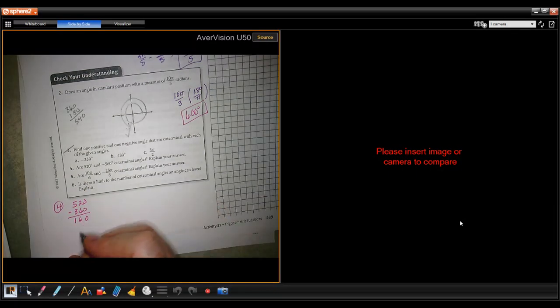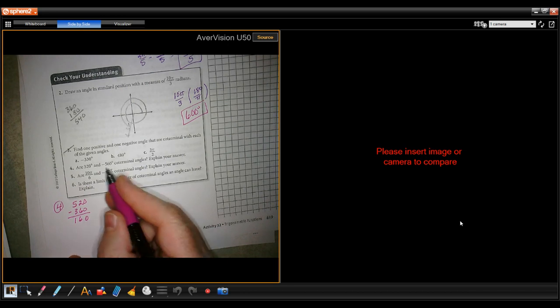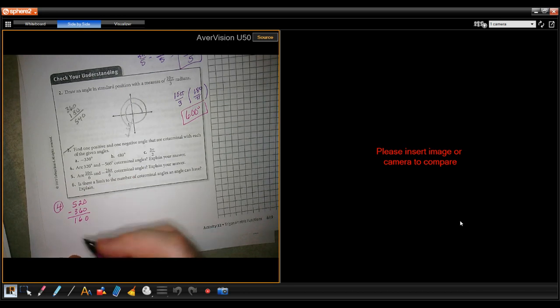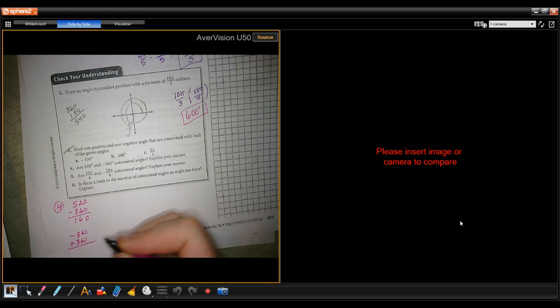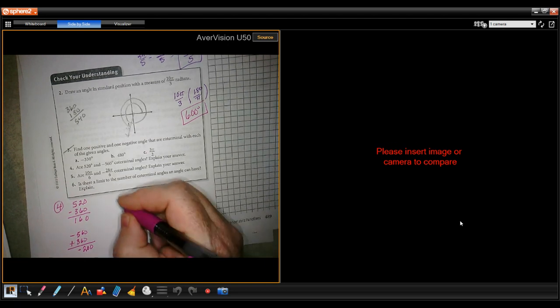Then another thing you can do is you can keep subtracting 360 and then see if it gets to negative 560. That's one way, I guess. And then another thing I did was I took negative 560 and I added 360, and I got negative 200. So 520 and negative 560, coterminal angles? Explain your answer.